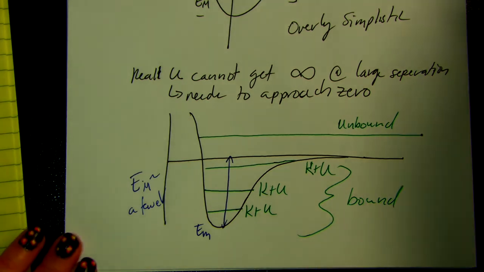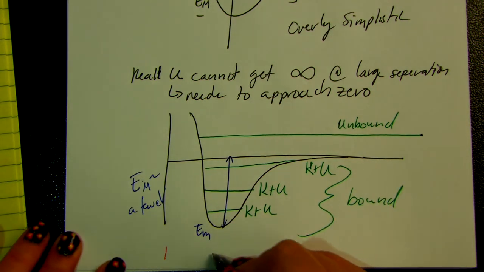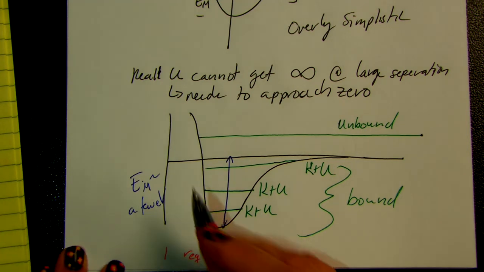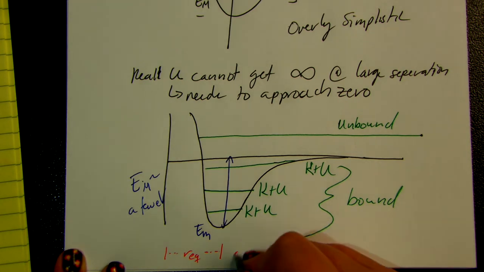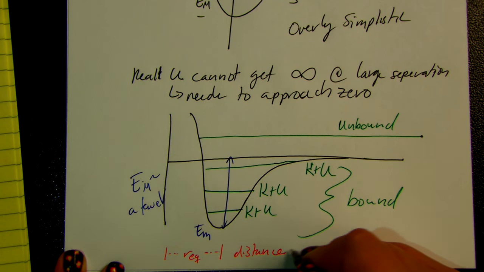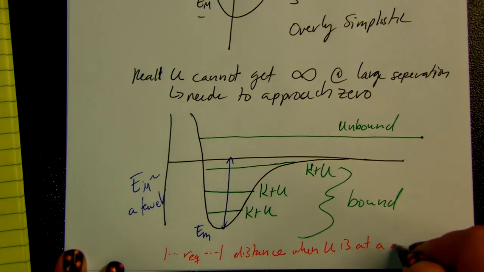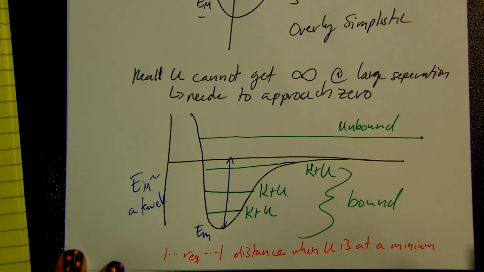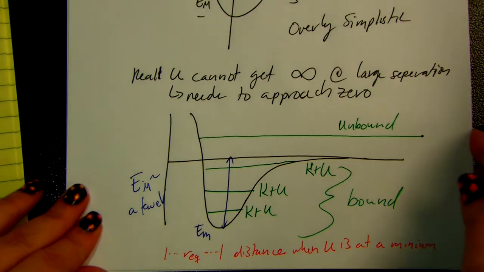Now, we also have something else. We have something called REQ, or R equivalent. And this is the distance when U is at a minimum. So there is a minimum of potential energy. Okay, so this is the model I want you to keep in mind, and now we're going to update our potential energy equations for those atomic interactions.